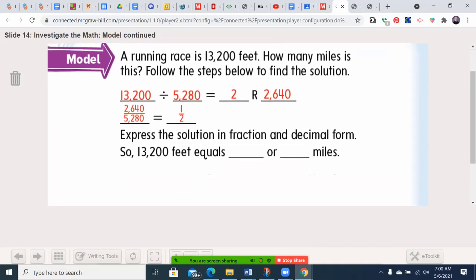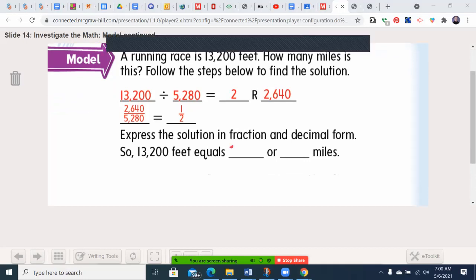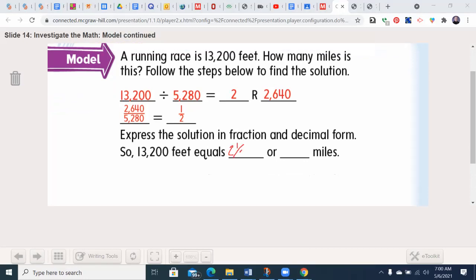Express the solution in fraction and decimal. So we have 2 whole, and we already said it was 2.5 miles. And 2.5 is equal to 2 5/10, which is 2.5 miles. So a half a mile, or half of anything, in decimal form is 0.5, because we could turn that up, multiply top and bottom by 5 and get 5/10.